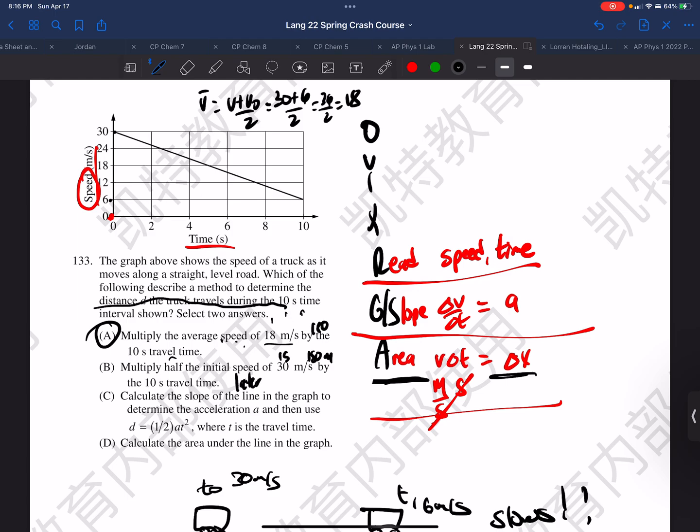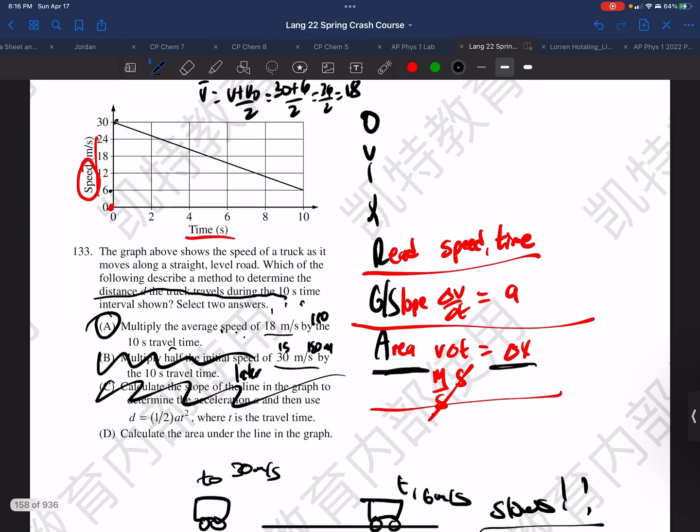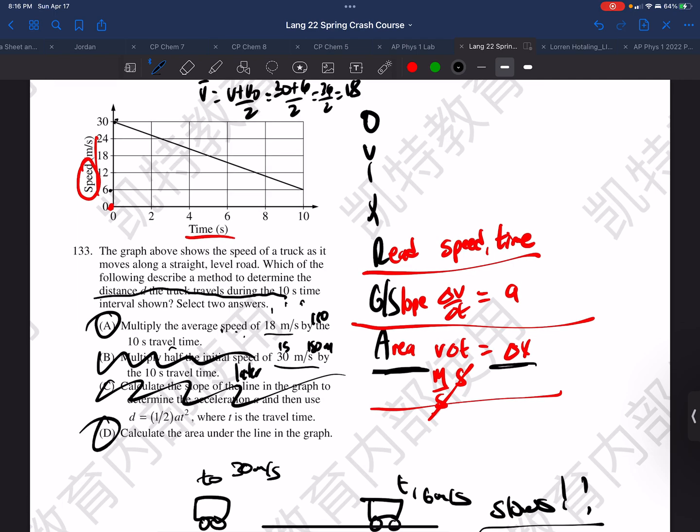What if the initial speed stayed the same? What if it slowed more? What if it slowed more slowly or more quickly? There's got to be something that takes into account the velocity later. So choice B is out. The slope of the line is the acceleration. So right off the bat, we know that's out. The area under the line of the graph, that is D. So choices A and D.